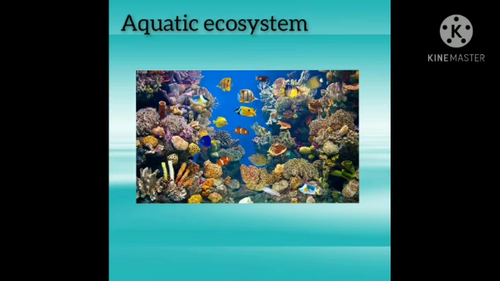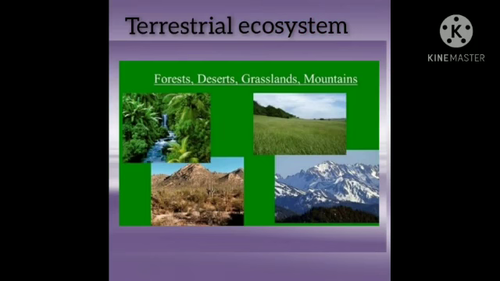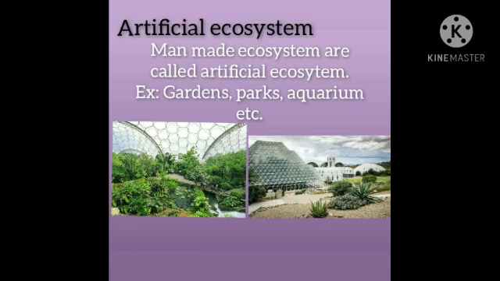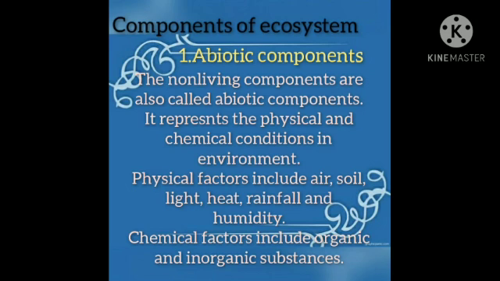Ecosystem formed in water is called aquatic ecosystem. Ecosystem formed on land is called terrestrial ecosystem. For example, forest, mountains, grasslands, etc. Artificial ecosystem. Man-made ecosystems are called artificial ecosystems. Examples: gardens, parks, zoo, etc.